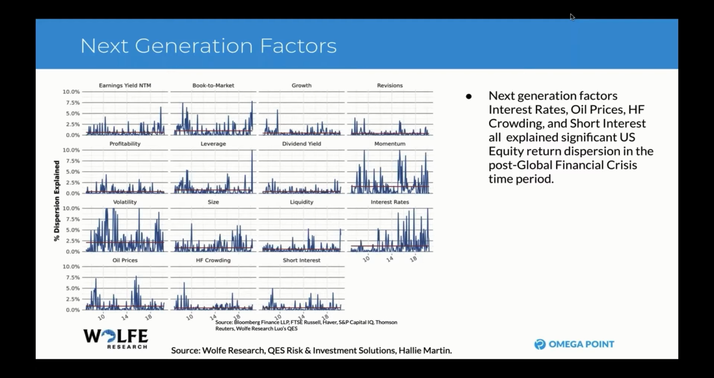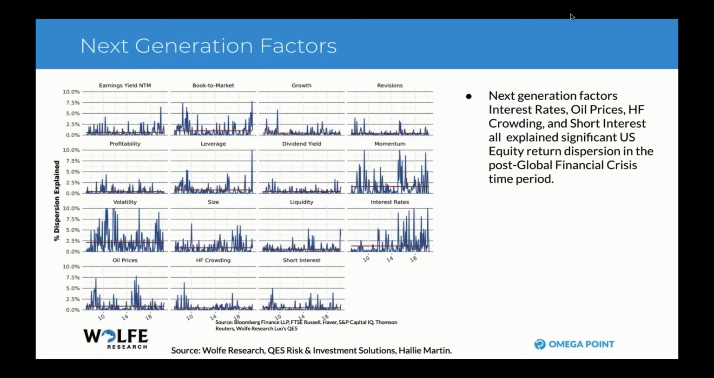Oil prices have had significant explanatory power back during the financial crisis, again in 2015 and 16, and a little bit more recently. Hedge fund crowding and short interest overall, on average, have lower explanatory power than the macro factors. However, during specific periods in time, these do have very strong explanatory power.